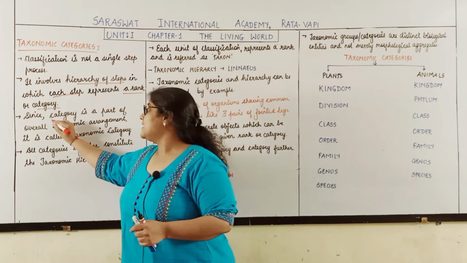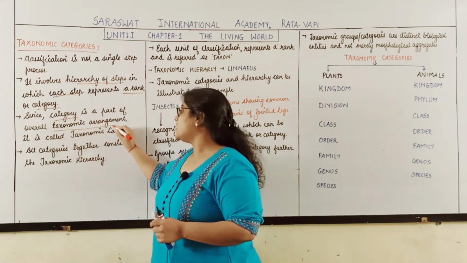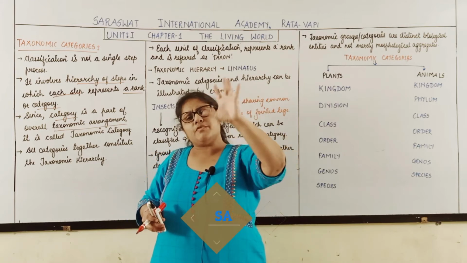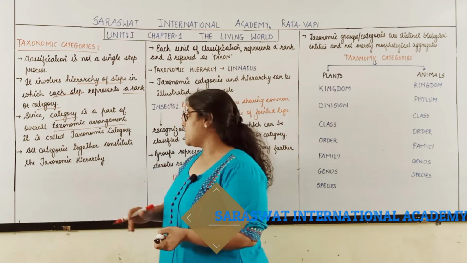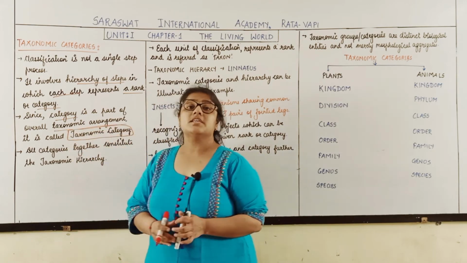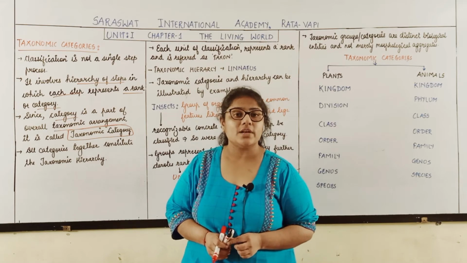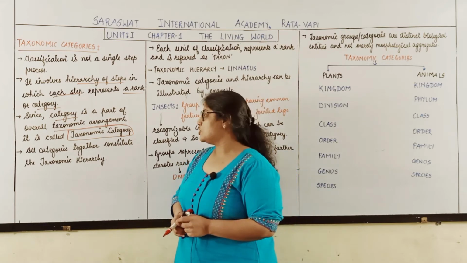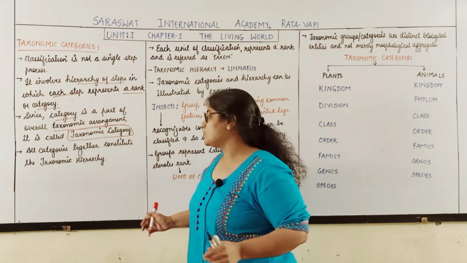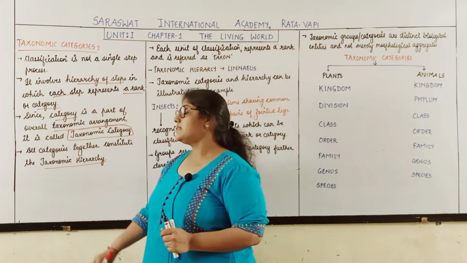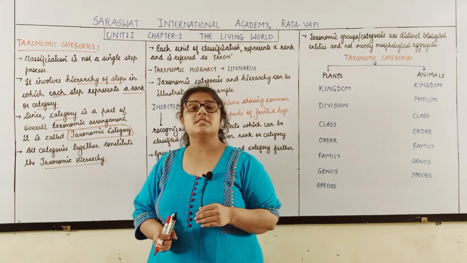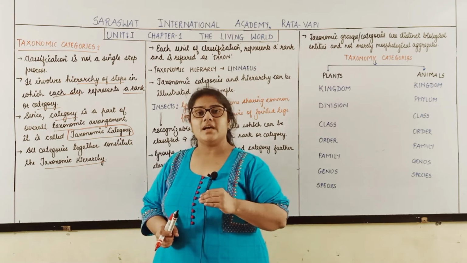Now a category is a part of the overall taxonomic arrangement. What is a category a part of? It is a part of a complete taxonomic arrangement. What is that category called? It is called a taxonomic category. And students, all these categories together are called the taxonomic hierarchy. What is it called? It is called the taxonomic hierarchy.